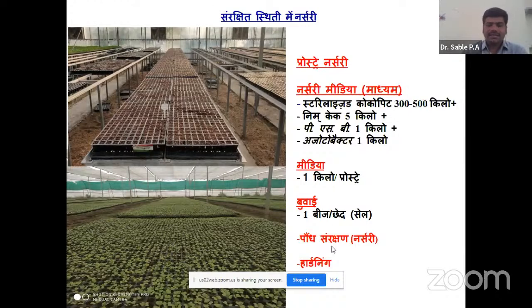Later on, as per our earlier discussion, we have followed plant protection for pests and diseases. And the important thing is hardening. What is meant by hardening? To sustain the transplanting shock in the main field, the seedlings have to be stressed by withholding water 3 to 4 or 5 days before the transplanting. And we have to give light irrigation or watering at night, 1 day before the transplanting to the main field.